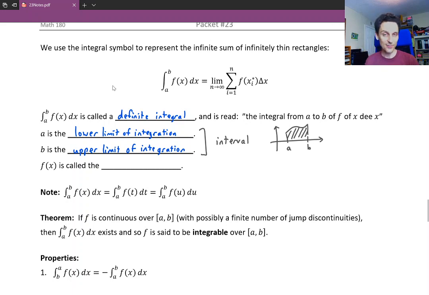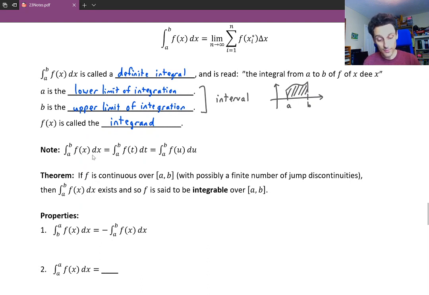You can think it definitely has those limits of integration, that new stuff. It's called a definite integral. And you can read it like this: the integral from A to B of f of x dx. That's how you can read this right here. The integral from A to B of f of x dx. F is given the name integrand. It's what we could have called f back in packet 19 as well. It's called the integrand.